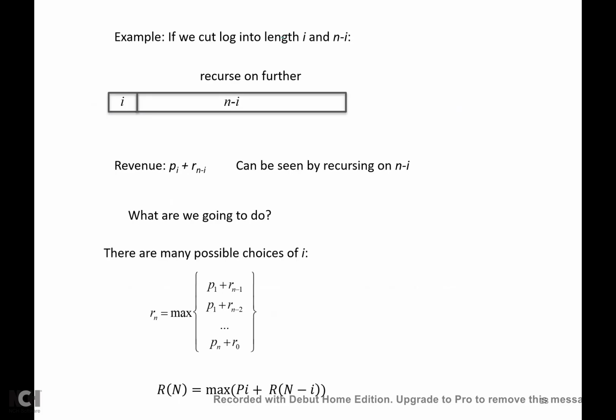And if we cut the log into length i and n minus i, this piece is the complete piece, and for this piece we may need to have more cuts, depending on which one will give us the best profit. And the n minus i can be recursive. There are many different choices of i. i could be from 1 through n, right? The position. And this is the formula we have over all i.